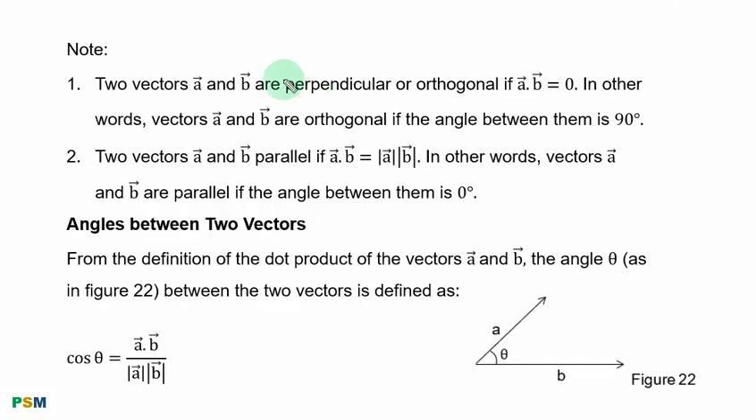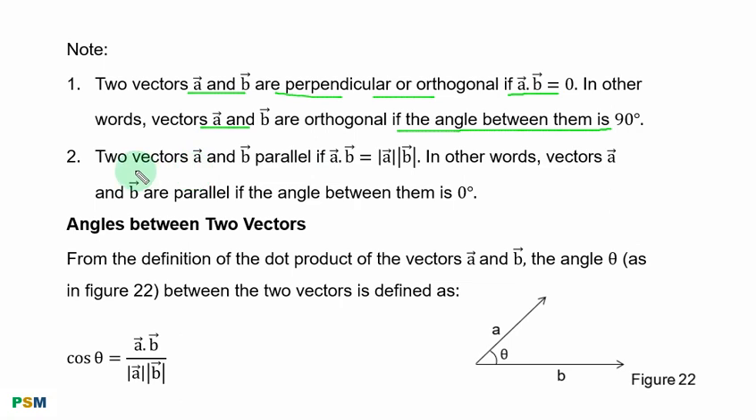Note number one: two vectors A and B are perpendicular or orthogonal if their dot product is equal to 0. In other words, vectors A and B are orthogonal if the angle between them is 90 degrees.